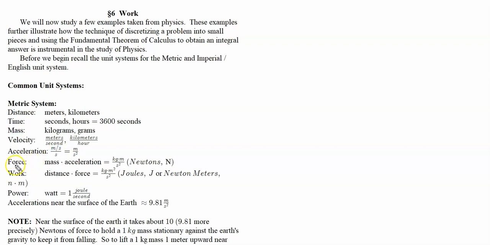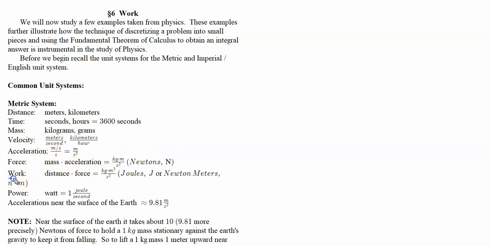Force is measured as mass times acceleration. So the force tells you if you have a particular mass of so many kilograms and you accelerate it at a certain rate, if you multiply those two together, that gives you the force. Okay? So the units associated with that are kilograms times meters per second squared. And that's also known as a Newton. Okay? So that's the standard unit for force in the metric system.